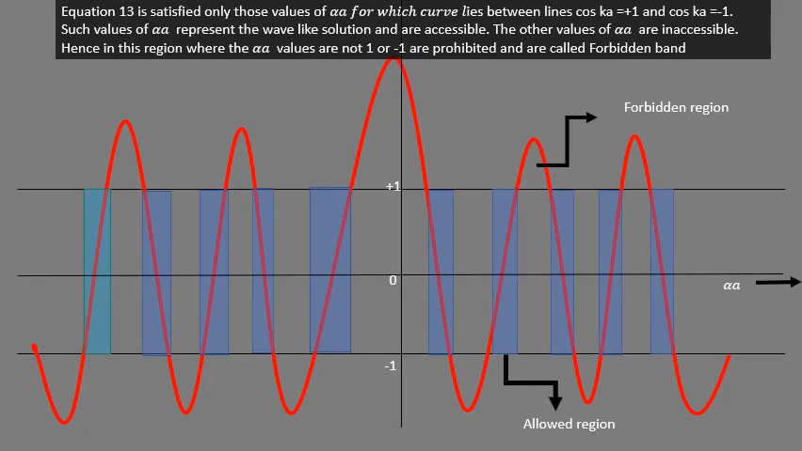Equation 13 is satisfied only for those values of alpha a for which the curve lies between the lines cos ka equals +1 and cos ka equals -1. Such values of alpha a represent the wave-like solution and are accessible. The other values of alpha a are inaccessible, hence the region where the alpha a values are not within 1 or -1 is prohibited and is called the forbidden band.